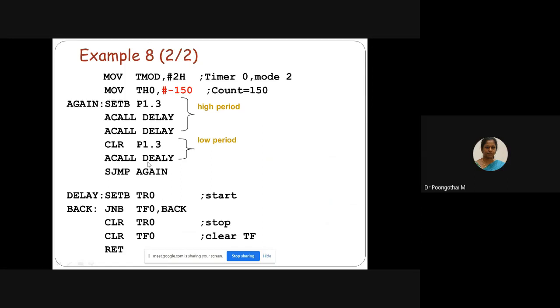Is that clear? Do you have any doubts regarding this? Ma'am, can you explain the last step, ma'am?